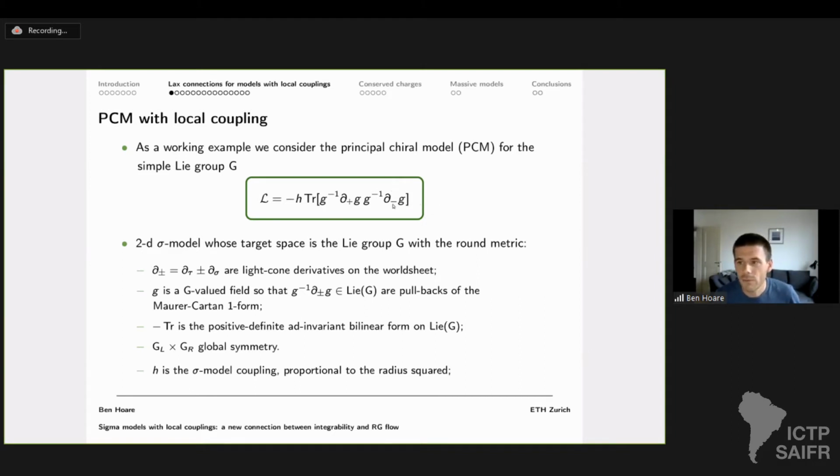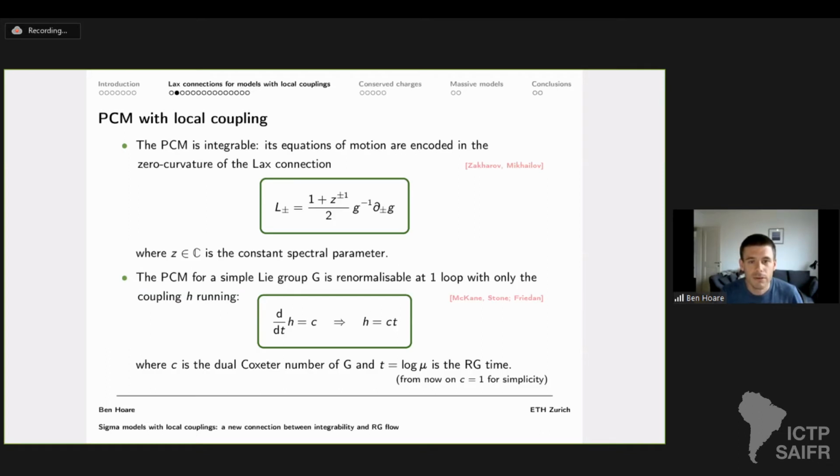Given what I'm talking about today, probably the most important thing is just to point out this h. h is the sigma model coupling, and it's proportional to the radius squared of the space. So this model has the two properties that we want. The first is that it's integrable, and in particular, what I want to focus on is that its equations of motion are encoded in the zero curvature of this Lax connection. You take this Lax connection, compute the zero curvature, and demand that it vanishes for all z, where z is the constant spectral parameter, and you'll recover the equations of motion of the principal chiral model.